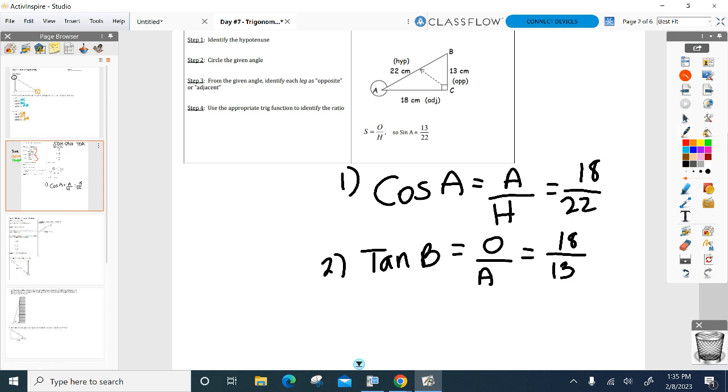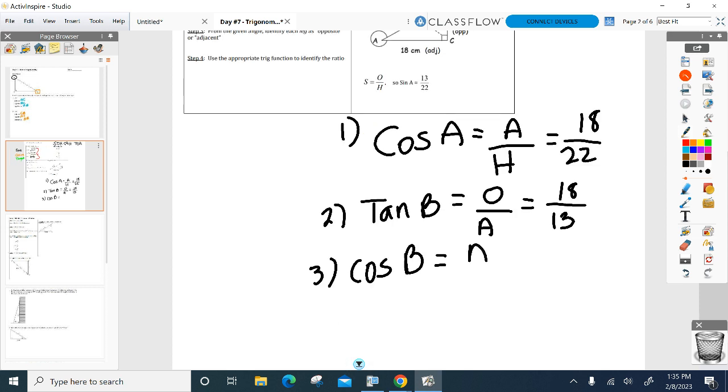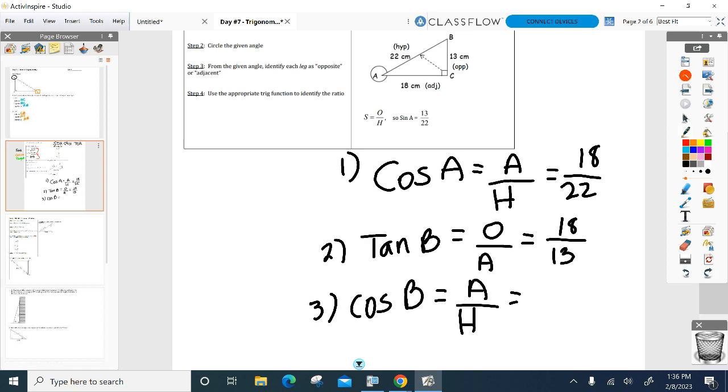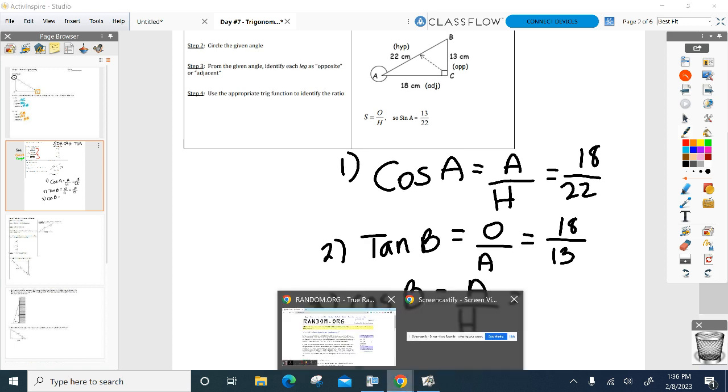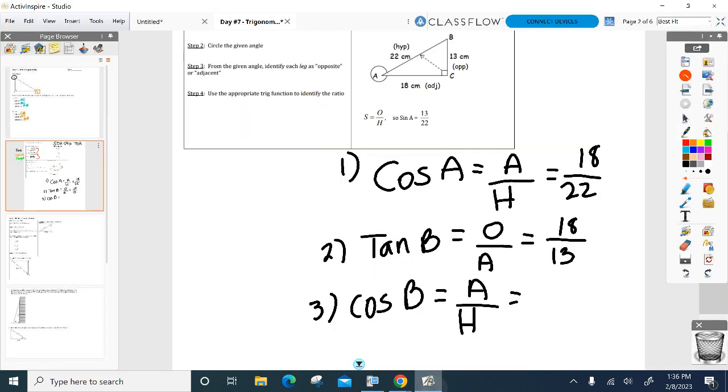Everyone's all right? One more? Sure, you got it. Let's do cosine B now. The cosine ratio coming from angle B. This will be our last one. It's A over H. Cosine equals adjacent over hypotenuse. All right, help me out. What's adjacent and what's the hypotenuse here? What's adjacent to angle B? 13. Hypotenuse? 22. There it is right here.